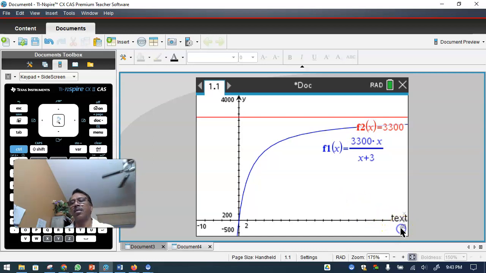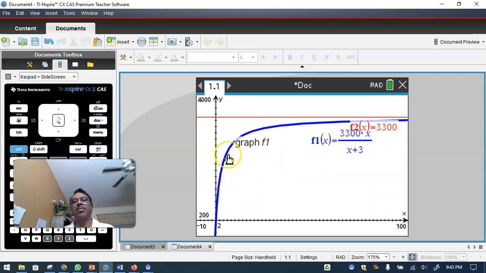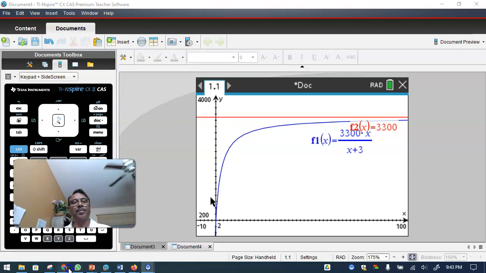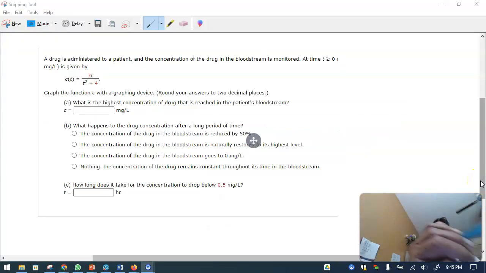Okay, now instead of 40, make it 100. And you can see the population almost going to touch the 3,300. So as x approaches infinity, the population goes closer and closer to 3,300, and your question is done. So let's move to problem number 15. We have three more questions to go.